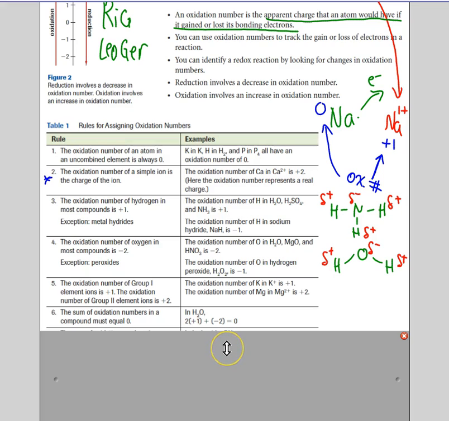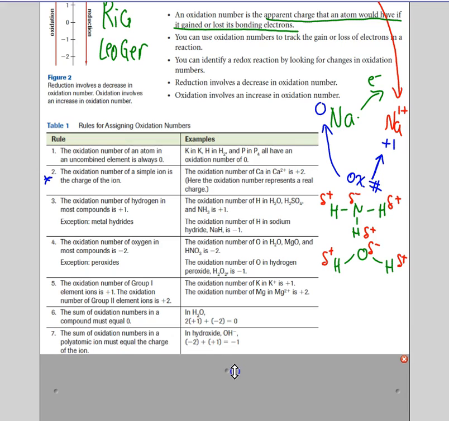Now, I want to say the obvious extension of that is that if the particle is polyatomic but has a charge, the sum of oxidation numbers in a polyatomic ion would equal the charge of the ion. So for example, the hydroxide ion, we know its ion charge is 1 negative, and here we would look at the sum of all oxidation numbers would equal that value.